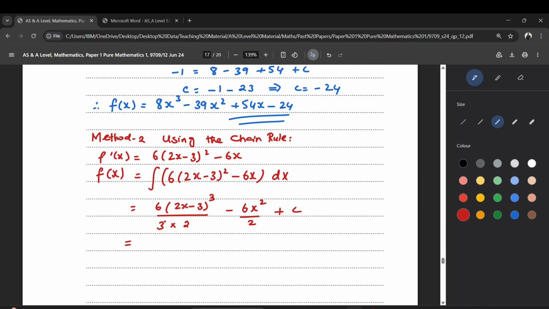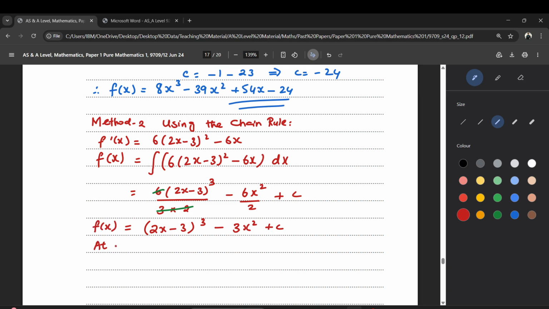So let's simplify. 3 times 2 is going to be 6. So the 6 and the 6 at the top, they cancel out. I would be left with (2x minus 3) whole cubed, and on this side I will be left with minus 3x squared plus c. So this is my function.